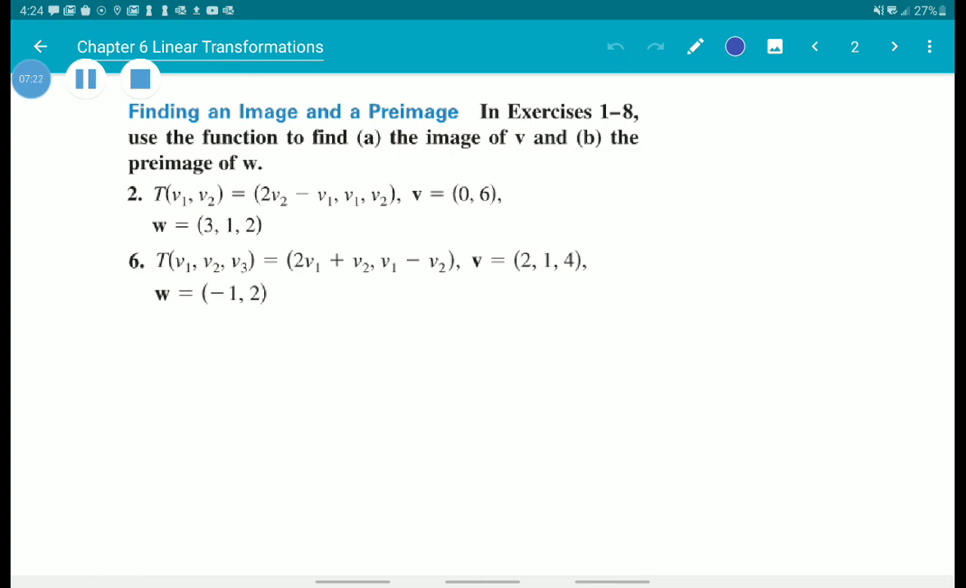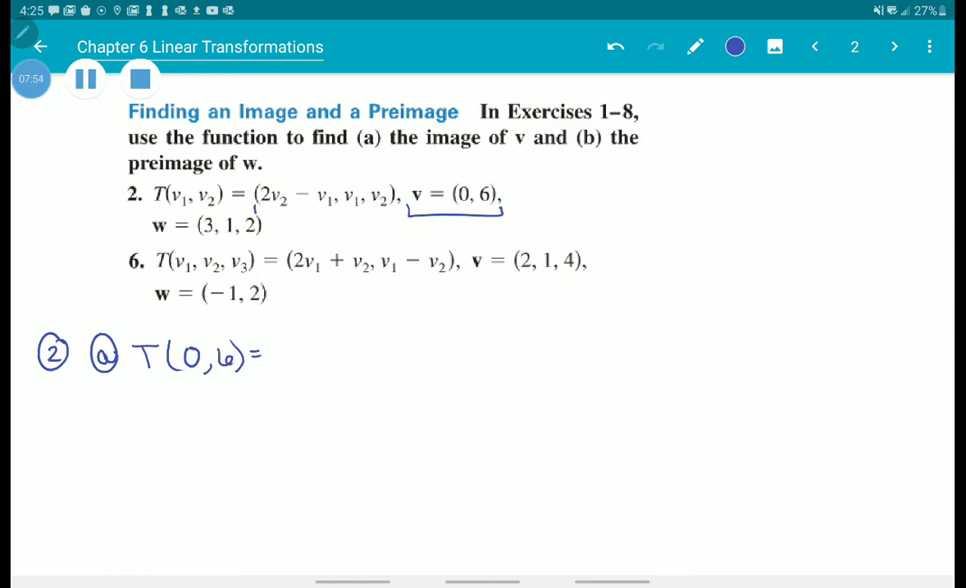In problem 2, we want to look at image and pre-image. So this guy is a transformation. We'll talk about how to prove it's a transformation a little bit later. We want to know, what is the image of V? So we want to find the image of V, and V is the vector 0, 6.